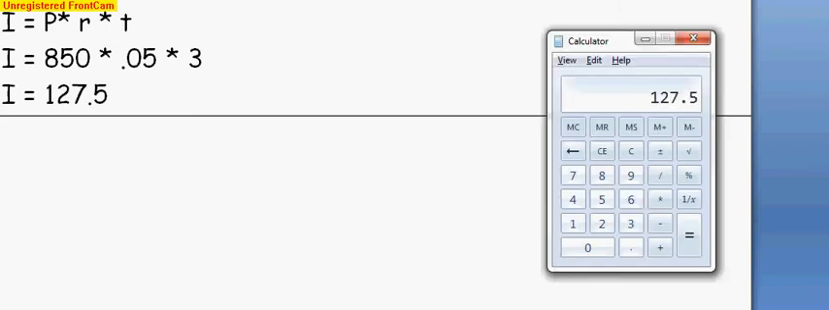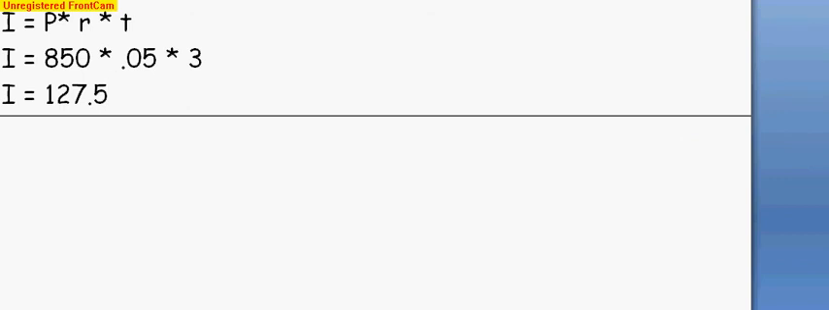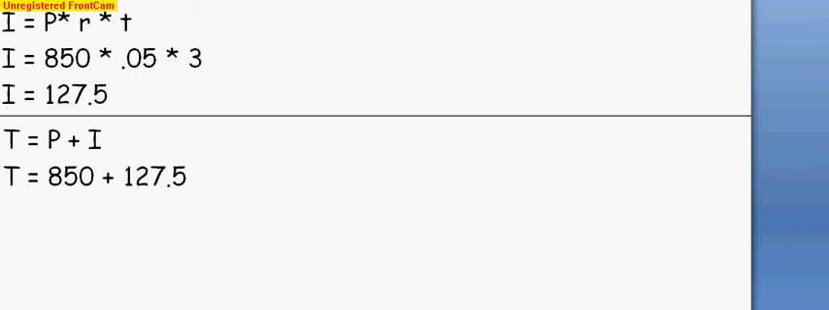127.5. Yep. So he wants to know what is the balance. Well, the balance is the total. The total is the principal plus the interest. The principal is what he had in the beginning, plus the interest. So if you add these together, you get the total, which means his balance is 977.5, and that is the answer to number 16.